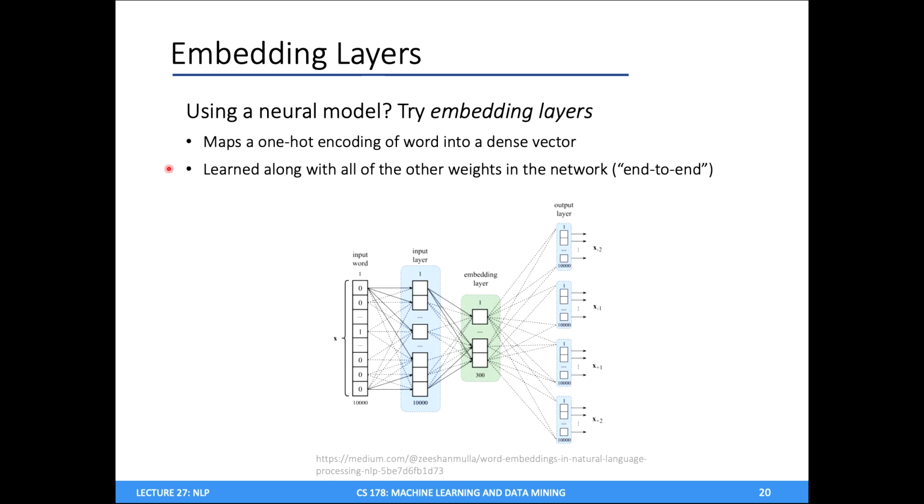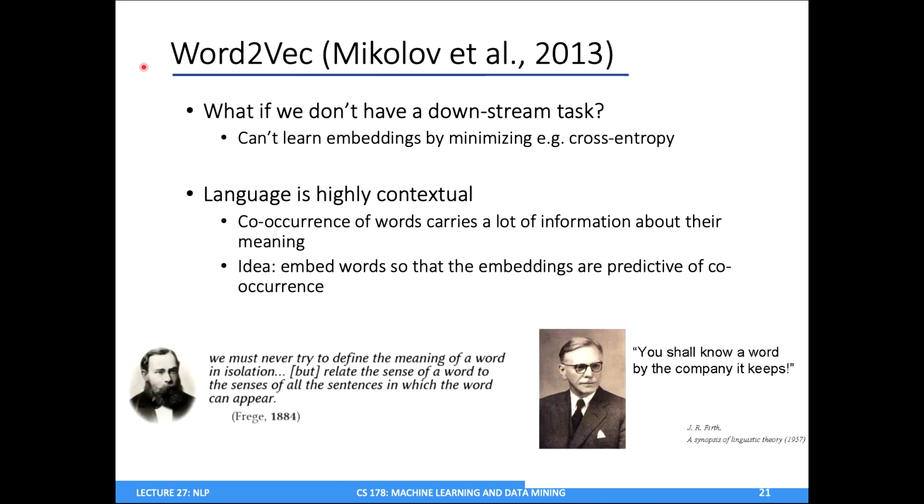But back in 2013, before we had these giant, powerful neural networks, there was an approach called word2vec. This is a really cool idea, so I figured we would spend a little bit of time going through it. And here, we might ask ourselves, what if we don't have some kind of downstream task? What if we don't have a classification problem with which we can learn these embeddings? The idea we're going to leverage is that language is highly contextual, in the sense that the co-occurrence of words often carries a lot of information about what that word means.